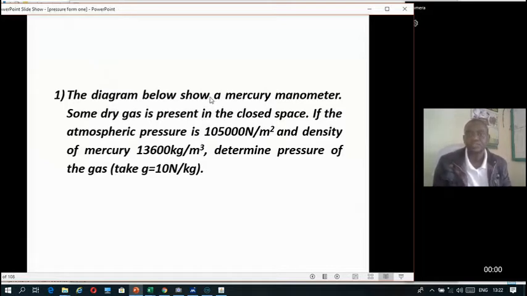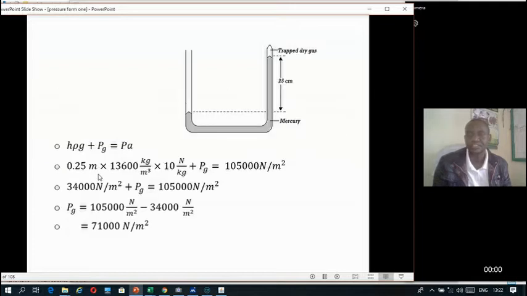The diagram below shows a mercury manometer. Some dry gas is present in the closed space. If the atmospheric pressure is 105,000 and the density of mercury is 13,600, determine the pressure of the gas. So that is the tube. Always take the lowest limb, the limb that has the lowest level, and draw a straight line to the other side. Then identify the two places, say, for example, here X, and this side here, Y. Then you say pressure at X equals pressure at Y.